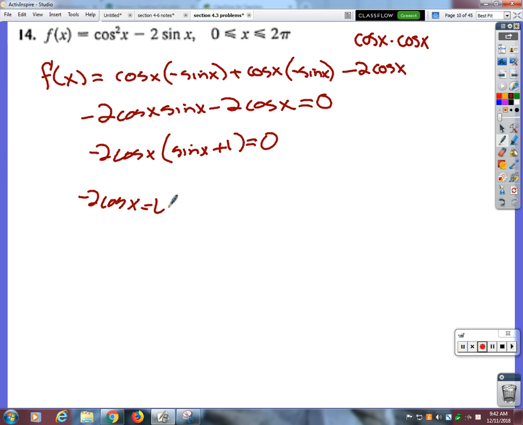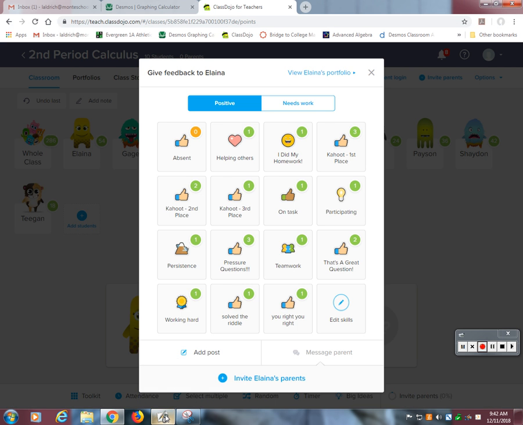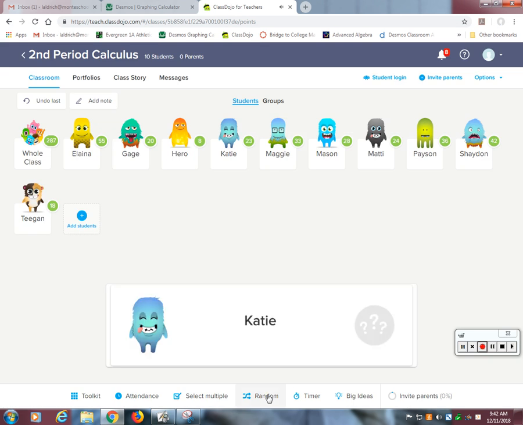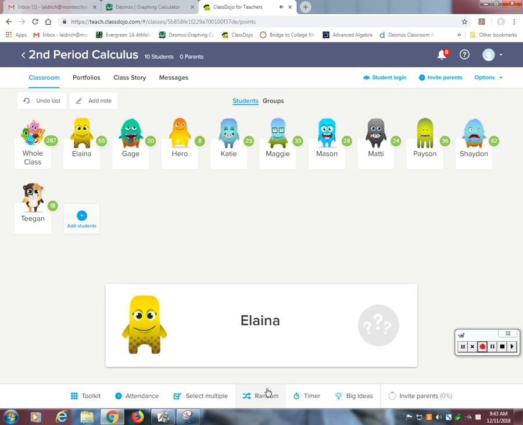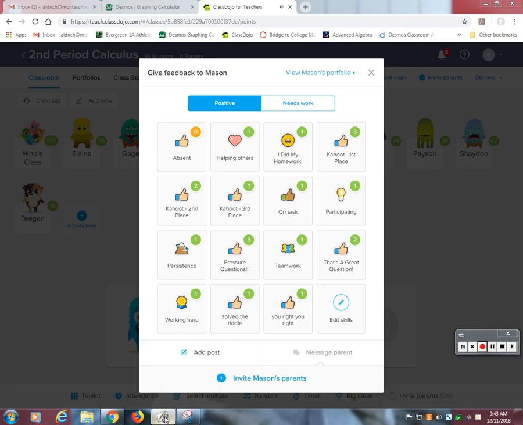So that means the individual pieces need to equal 0. Okay. So that's why factoring is fun. Why would I give Gage a point?